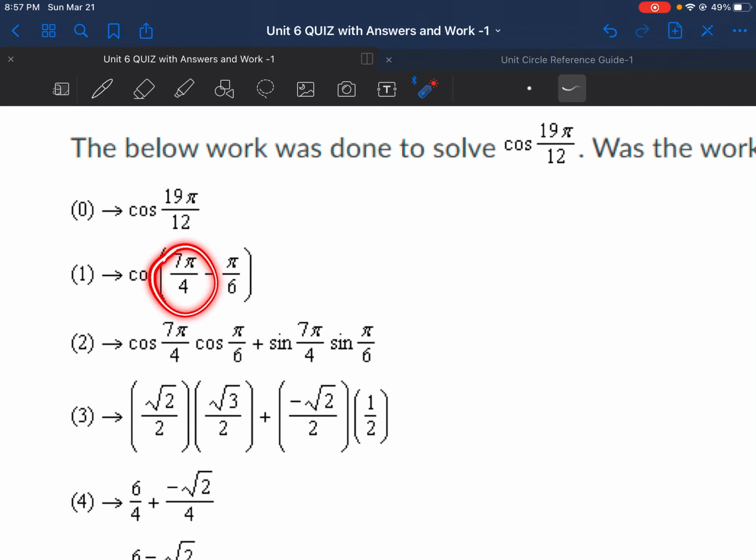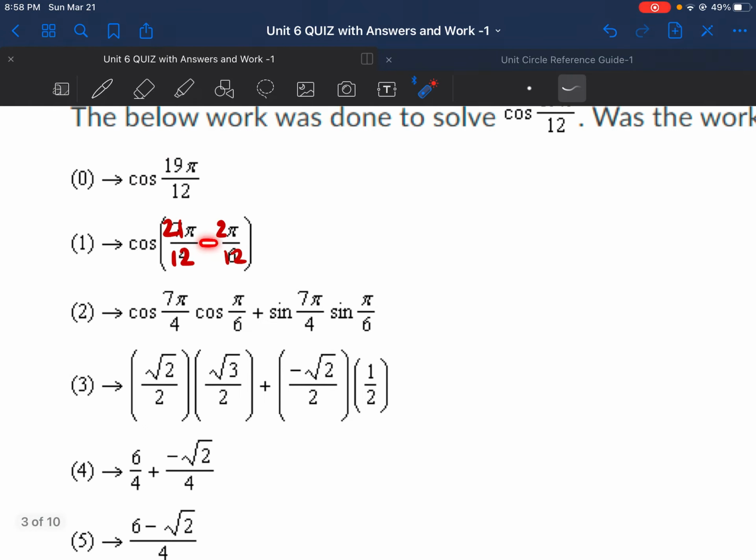So 7 pi over 4, if we convert that, that's really 21 pi over 12. Just multiply top and bottom there by 3. And pi over 6 is really 2 pi over 12. And 21 pi over 12 minus 2 pi over 12 is 19 pi over 12, so line 1, correct.